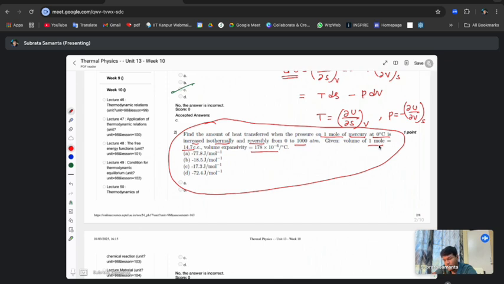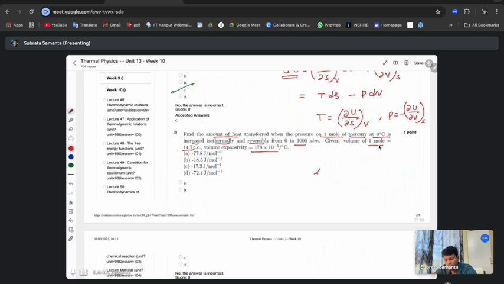So first you have to calculate the amount of heat transferred, that means delta Q, right? This is the amount of heat transferred when the pressure of 1 mole of mercury at 0 degree centigrade is increased isothermally. So what is the formula for delta Q? You know that delta Q is basically T delta S. So dQ is basically TdS, right?